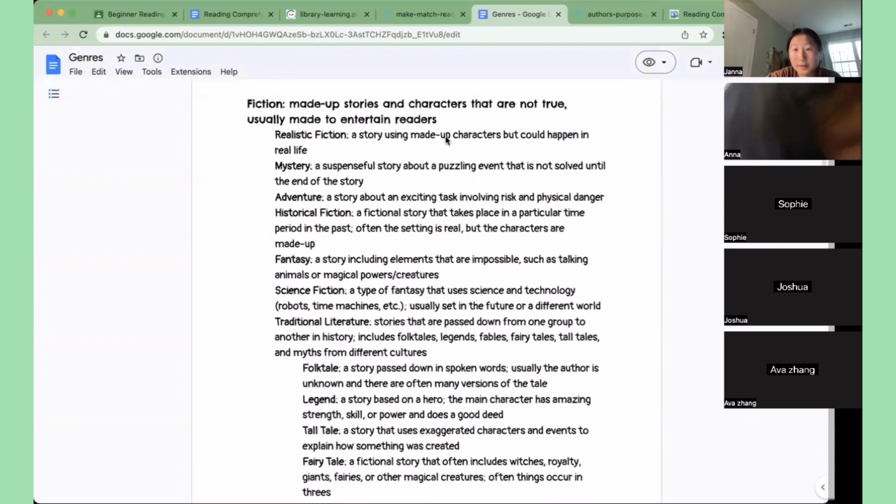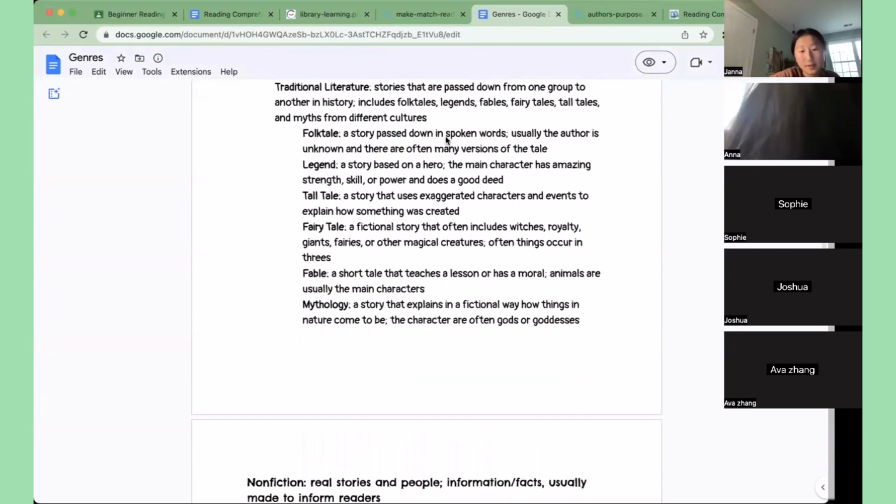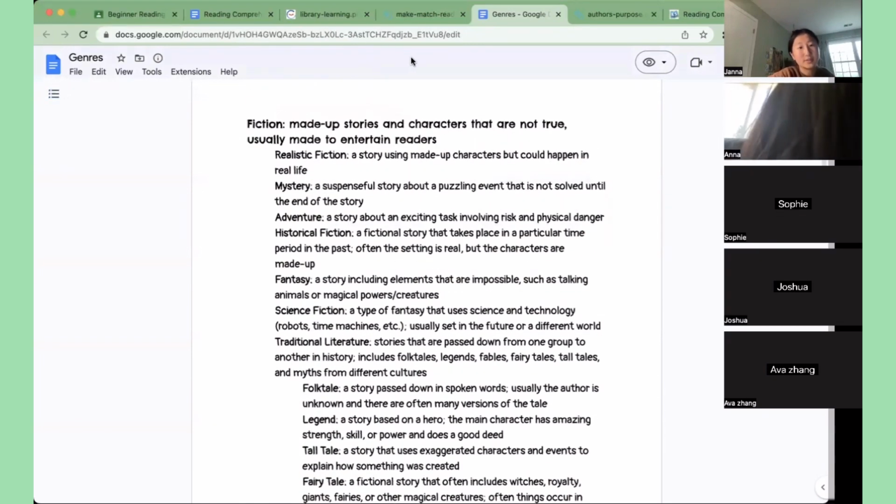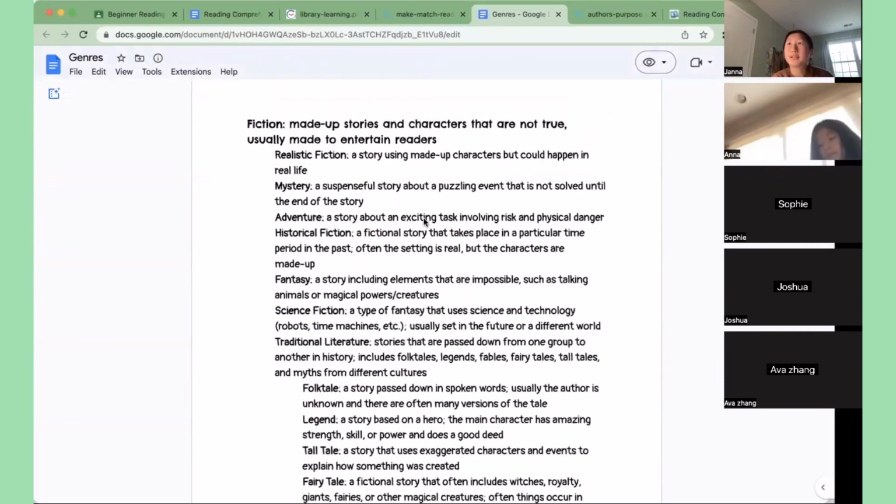So under fiction, there's a bunch of other genres, as you can see. So next would be realistic fiction. So that's a story using made-up characters, but could happen in real life. So it's realistic. So it's not anything crazy that's impossible or fully made up. Like, it's made up, but it could still happen.